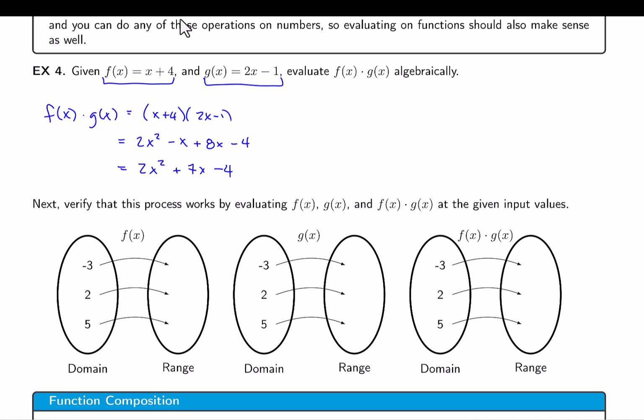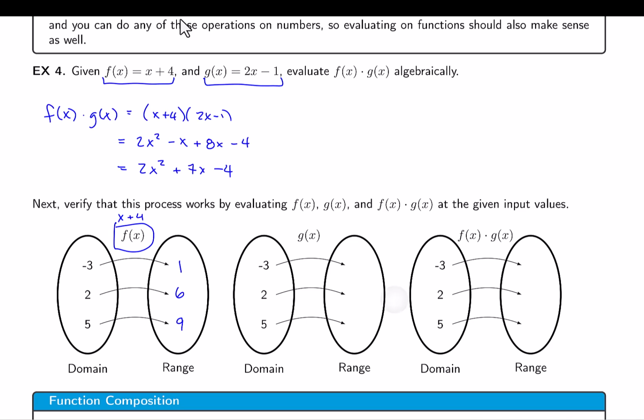All right, if I were to take that function f of x, which is x plus 4, and evaluate it at a couple of different places. So if I evaluate this at -3, -3 plus 4 is 1. 2 plus 4 is 6. 5 plus 4 is 9. So these are some domain values, and these are the corresponding range values.